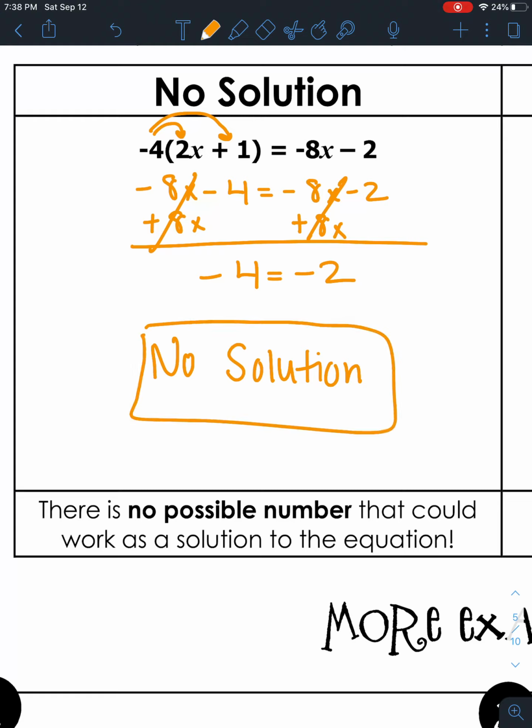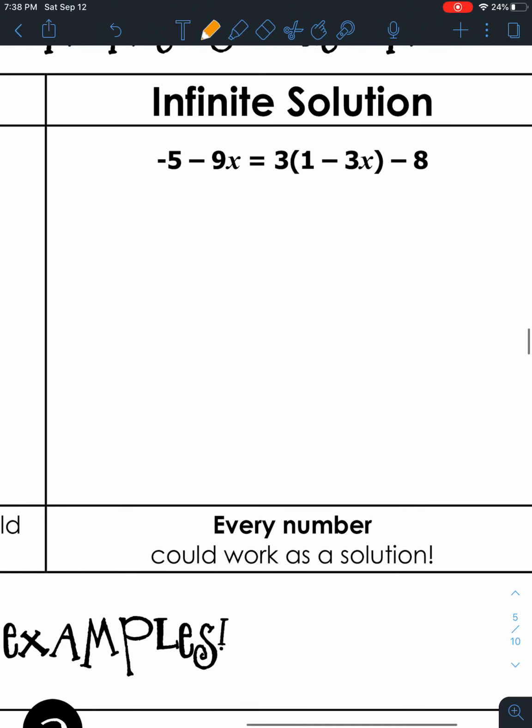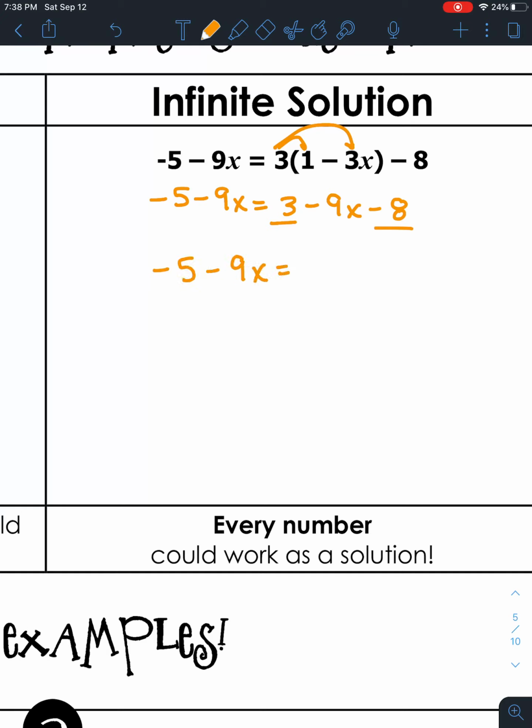So now that we've seen what a no solution looks like, let's look at what an infinite solution would look like. Again, just solving this like you normally would. So I'm going to distribute that 3 to everybody on the inside, and keep this side the same. Negative 5 minus 9x equals 3 minus 9x minus 8. Combining our like terms here, I'm going to keep negative 5 minus 9x equals negative 9x minus 5.